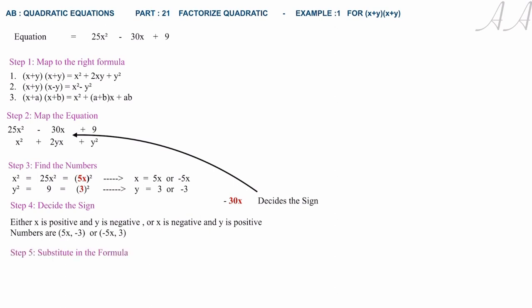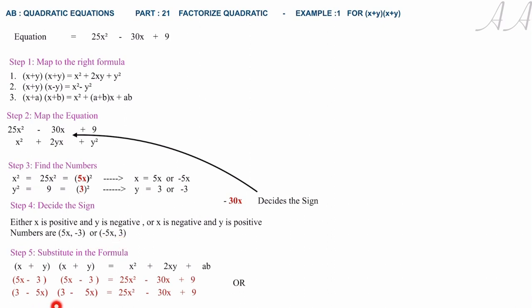Step 5 is substituting in the formula. So let's substitute the first pair, 5x minus 3. So we'll have 5x minus 3 times 5x minus 3. Don't forget, guys, this is the same as our old equation. It's just in the first formula. Or we could write it in the second form as 3 minus 5x times 3 minus 5x.